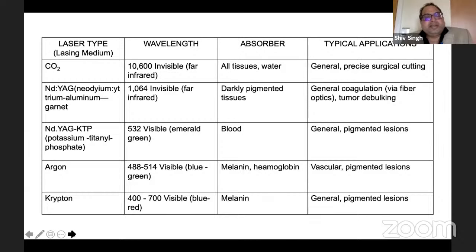that emits emerald green light, and it is absorbed by blood. Whereas the neodymium YAG is in an invisible range, far infrared, and is normally absorbed by darkly pigmented tissue. Then we have argon and krypton. So there are different kinds of lasers based on their lasing media, and they use different wavelengths, so different absorptivity. If you look at argon and krypton, they are in the blue-red or blue-green range, so they are absorbed by melanin and hemoglobin, and used for pigmented tissue or skin lesions.